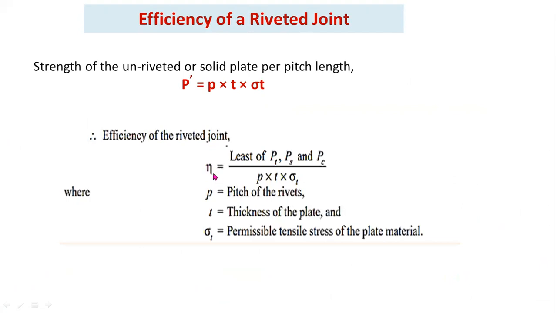Zeta is the efficiency of the riveted joint. Efficiency of the riveted joint equals the least value of tearing strength, shearing strength, and crushing strength divided by the strength of the unriveted plate. Here, the strength of the unriveted plate P dash equals P into T into sigma T. PT is the tearing strength, PS is the shearing strength, PC is the crushing strength. Already we discussed earlier. From the PT, PS, PC formulas, you have to determine the least value. This is the efficiency for the riveted joint.